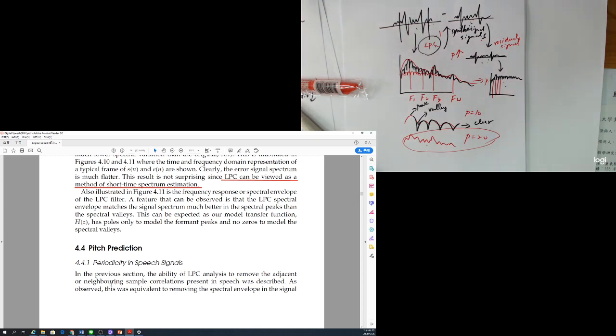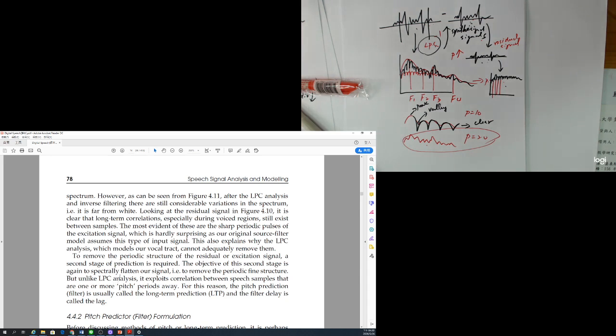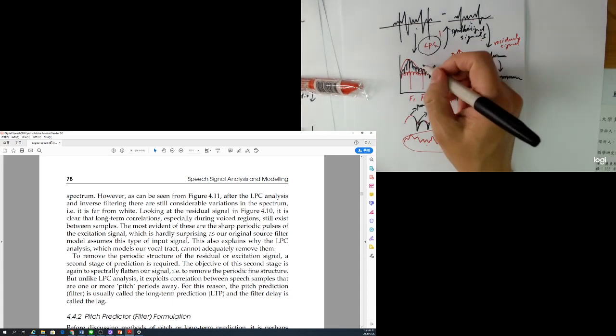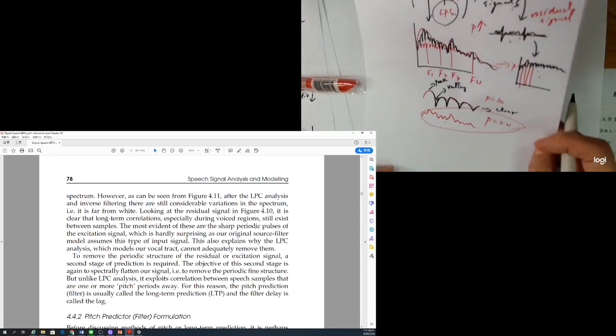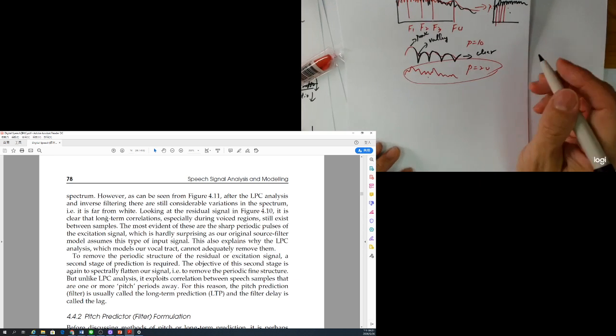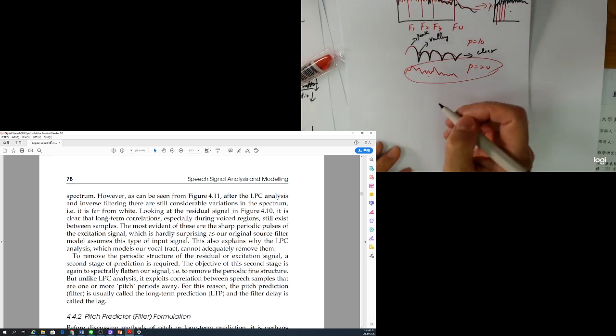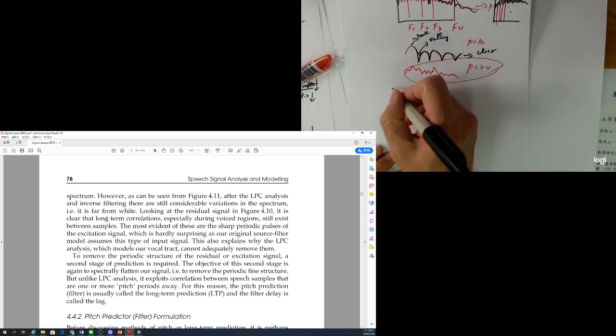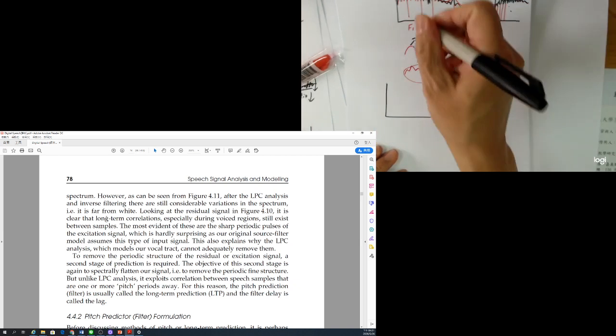So we already found the LPC coefficients. Now we have to find out what the pitch signal is. The easy way is to remove the LPC impact, because we can pass the original signal to find the pitch. We can find the pitch after removing LPC.